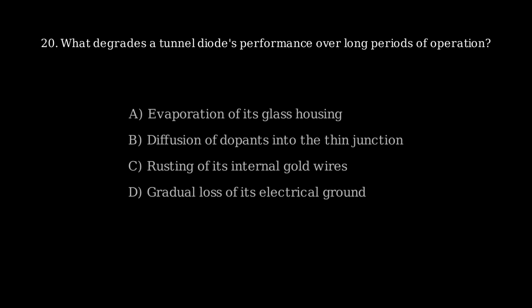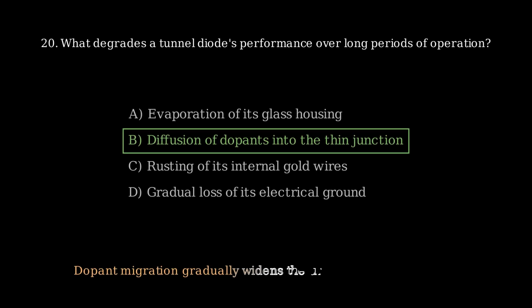Question 20. What degrades a tunnel diode's performance over long periods of operation? Slow structural diffusion of dopants widens the ultra-thin junction, eventually stopping the tunneling effect.